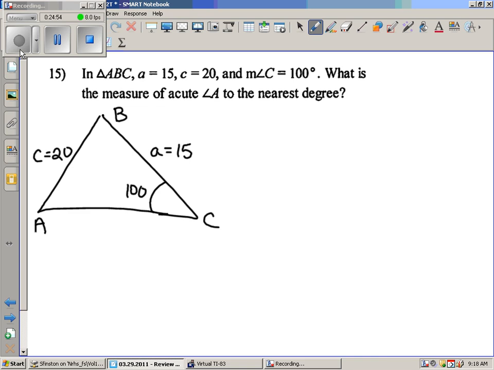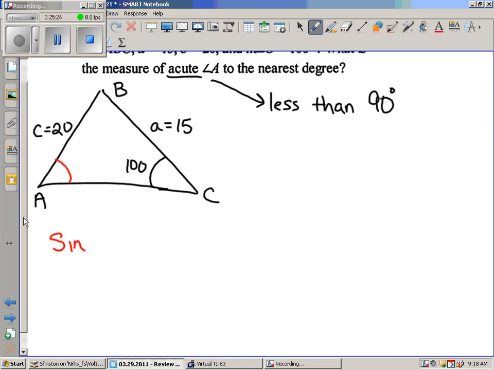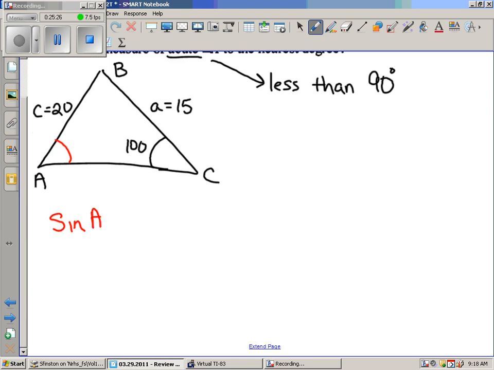So let's talk about some vocab. You know what the word acute is? Small. How small? Yep. Less than 90 degrees. And so we're going to try and figure this out. So here we go. We got angle C. We got side C. We got side A. Let's try and figure out angle A, and then hopefully we can figure out the other missing one and see if it's less than 90. So wait, do we have to do that? Oh, what we had to do was find acute angle A.